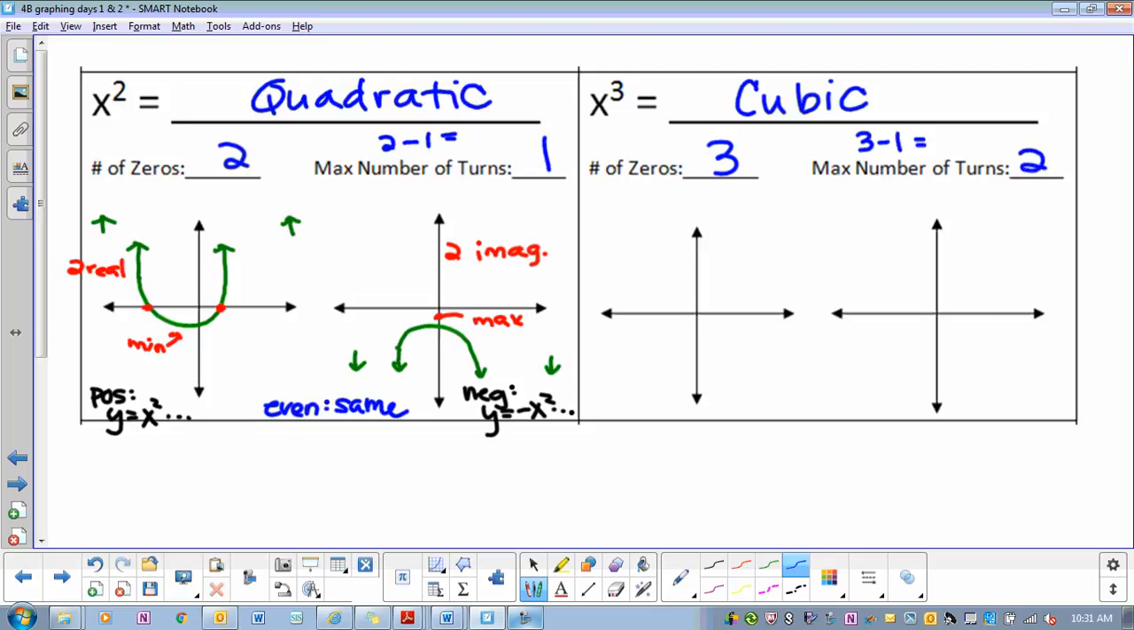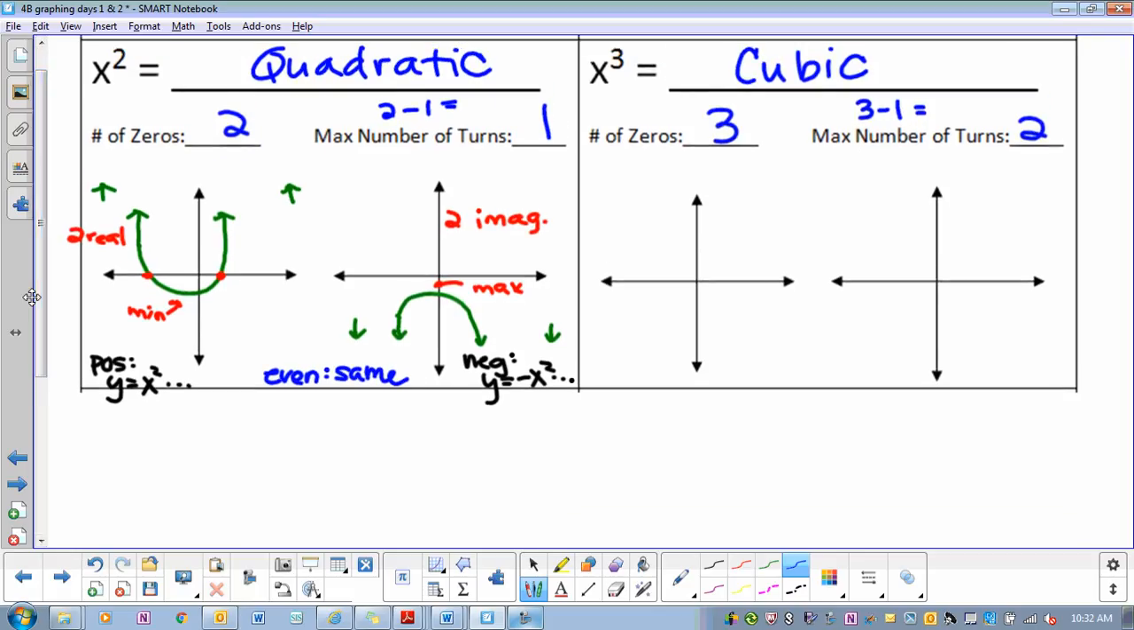That's 2. Okay? Doesn't mean you always have to have 2 turns, but it just means the most number of turns you can have is 2. You could only have 1 turn. Maybe you don't have any turns. Technically, it kind of does, but okay. So let me show you the parent function for x to the third, x cubed. Because this one's a little bit weird. All right. Is this an odd or an even function? Odd. So since it's odd, the end behaviors are going to be what? Opposite. Thank you.